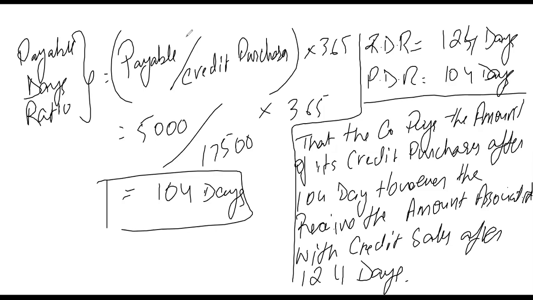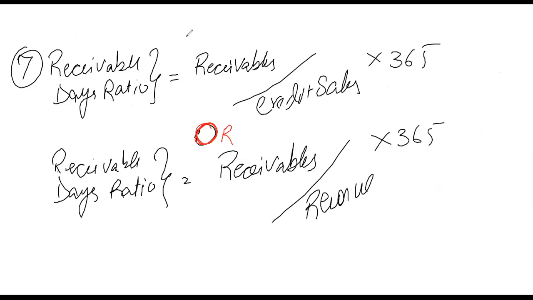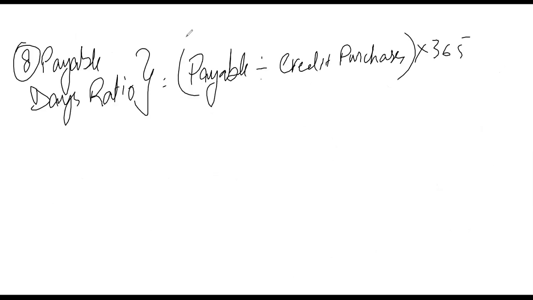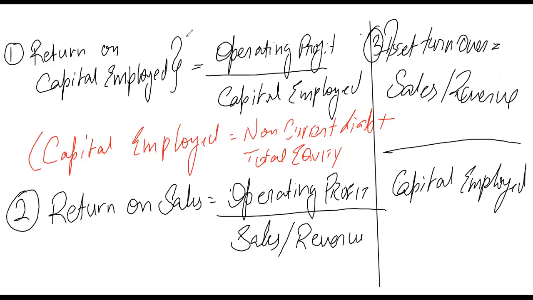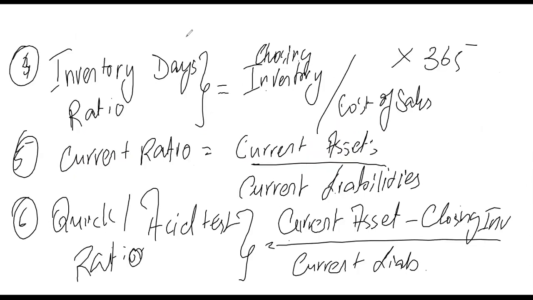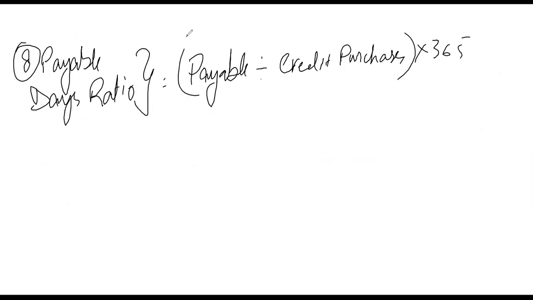So up till now, we have seen 8 different formulas. Let me give you a quick recap. Return on capital employed, ROS, return on sales, asset turnover ratio. Then we had seen inventory days ratio, current ratio, quick ratio, that is acid test ratio, receivable days ratio, and last but not the least, the payable days ratio.